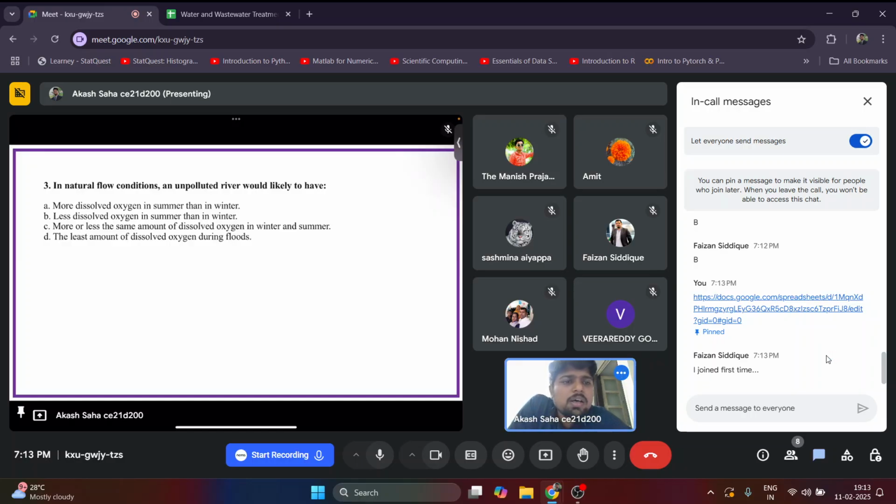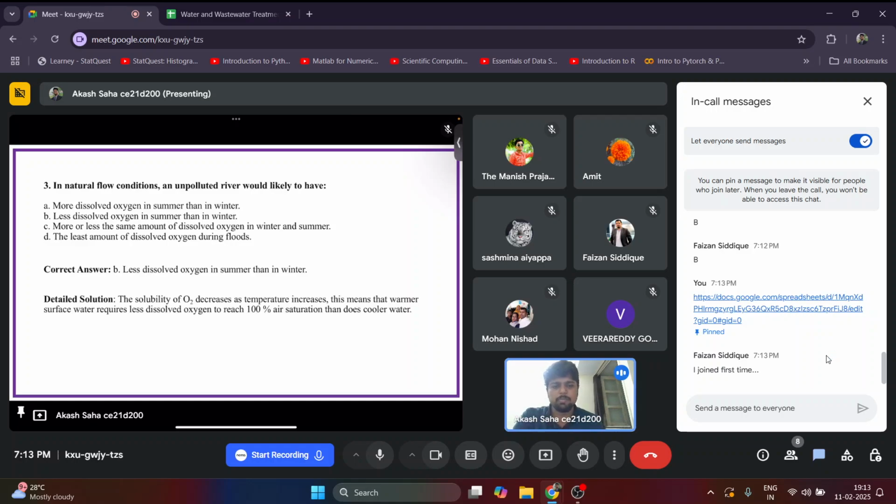Okay, apart from that, you have answered it as B. So less dissolved oxygen in summer, that is absolutely correct. Less dissolved oxygen will be there in the summer and more will be in winter. So why does it happen? Because the solubility decreases as the temperature increases.